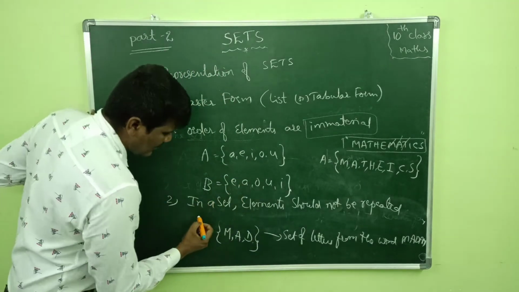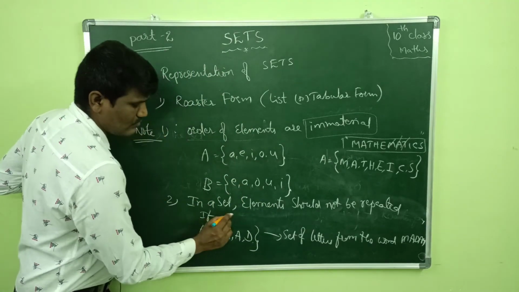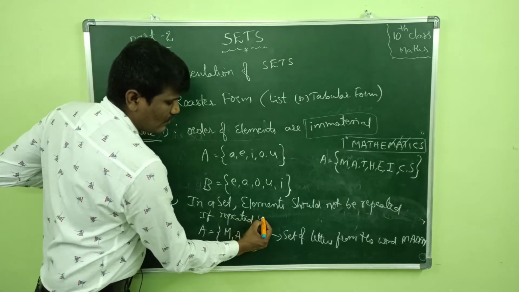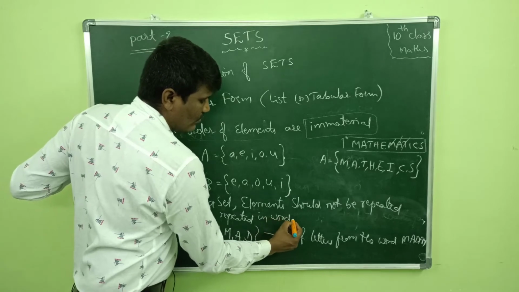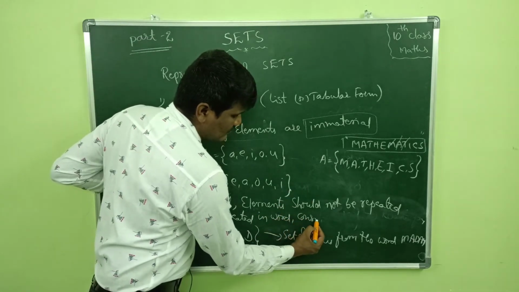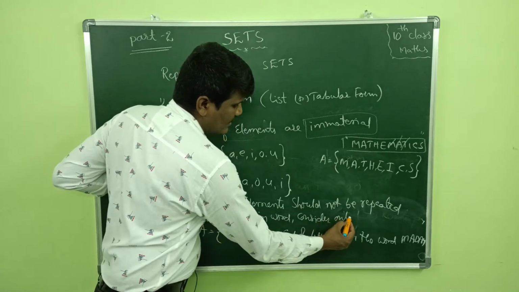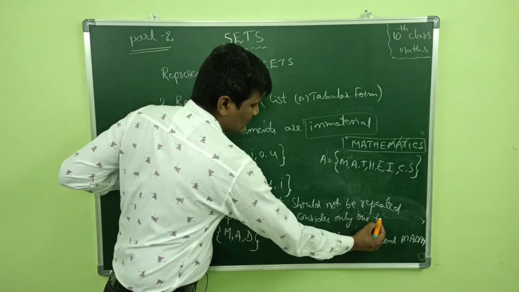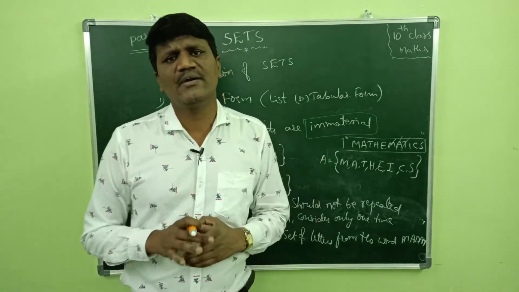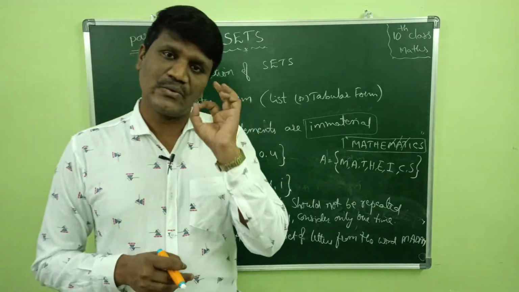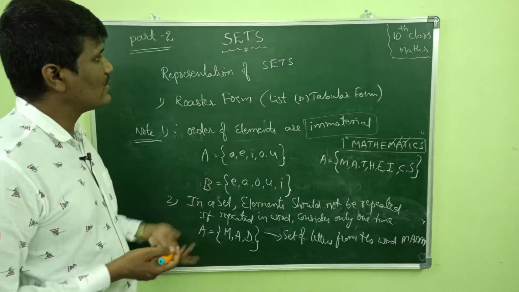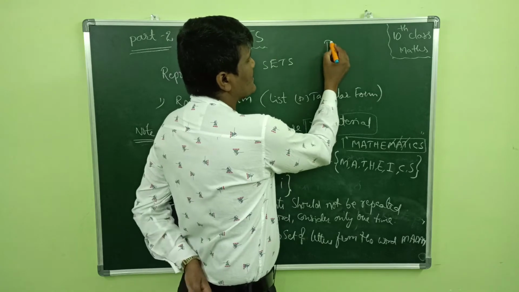If repeated in a word, consider only one time. That may be 2 times, 3 times, 4 times, how many ever times it is there, you should consider only one time. Suppose I take one more word, like principal.